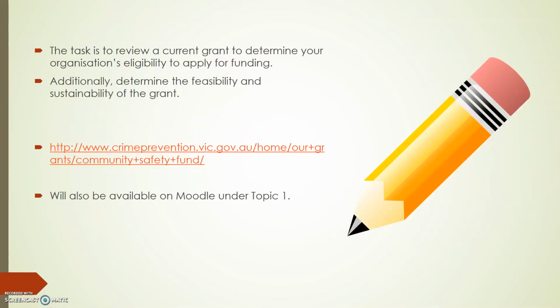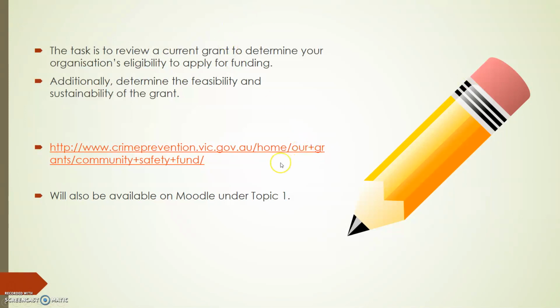So lastly, the task for this little section. We want you to review a current grant to determine whether your organisation is eligible to apply for the funding. And then after that, we want you to determine whether it's actually feasible for your organisation to apply for it and whether you can sustain it.